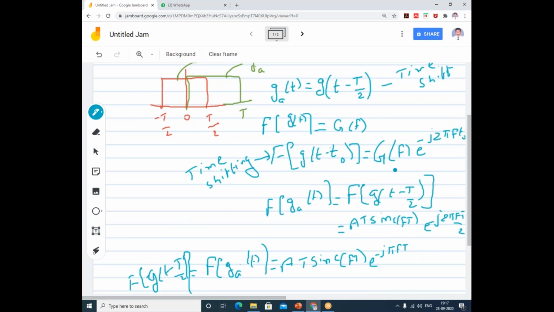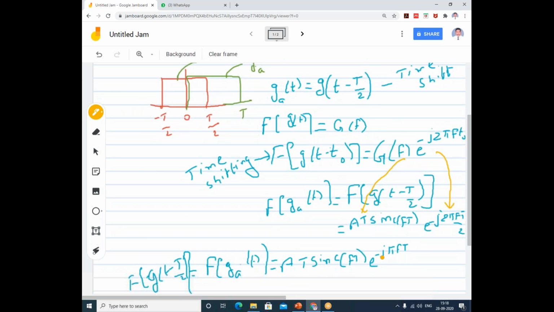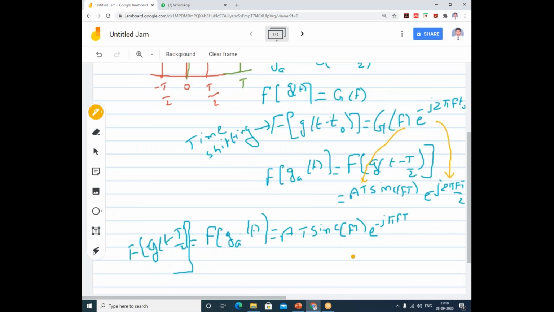Please try to understand this. I'm taking this and putting it here. This is how I just applied the Fourier transform property. The Fourier transform of g of t is A T sinc f T. Just observe the above one. I have written that, along with e power minus j2 pi f t naught. In the place of t naught, I have T by 2. So I substitute that and simplify it. This is the Fourier transform of the shifted sequence.